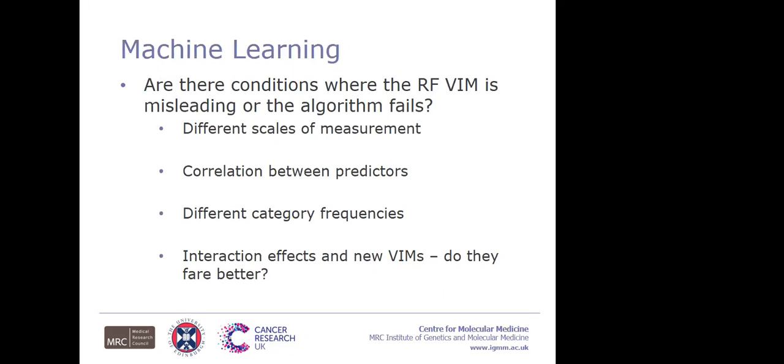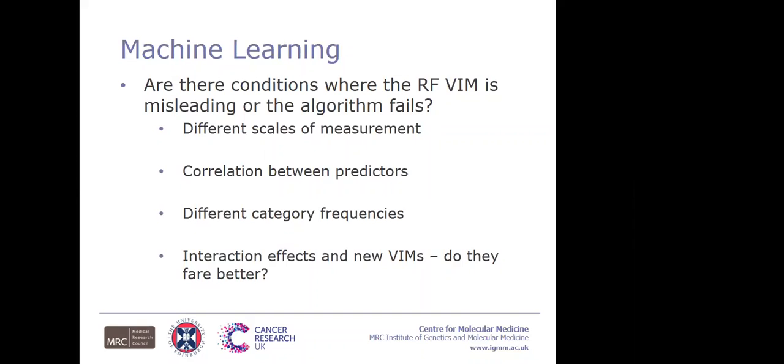The main thing here is if we're going to use these variable importance measures to determine what's going on with the algorithm, are there conditions in which the random forest variable importance measure is misleading or where the algorithm might fail? And so we've identified several places where the algorithm might fail or you might get a spurious result from the random forest variable importance measure. So one is in using different scales of measurement. In this case, you might have one variable that's continuous and another variable that's binary. So they have different scales of measurement.